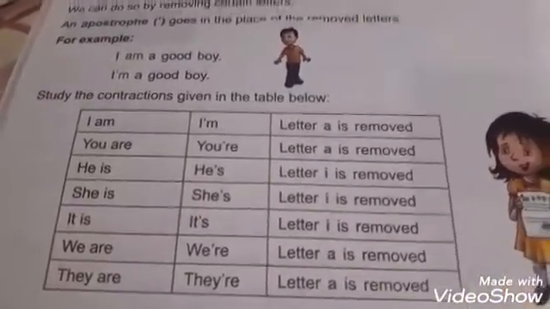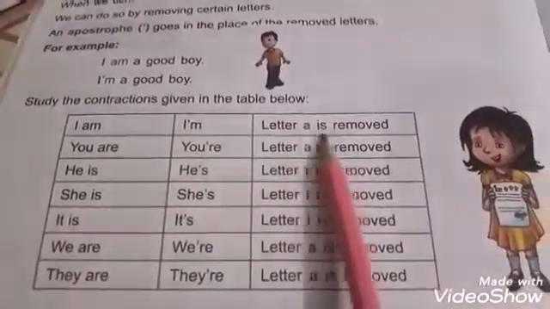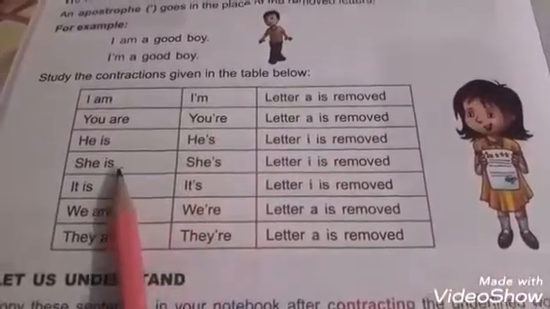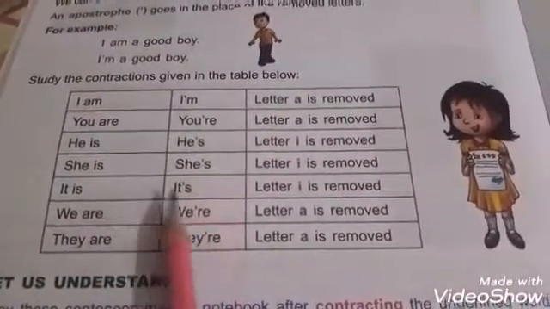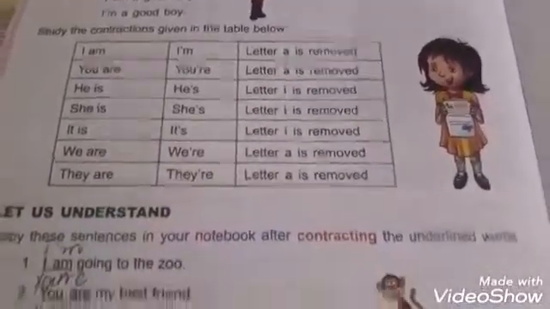For example, I am. We will contract like this: I'm. Letter A is removed. You are, you're. He is, he's. She is, she's. It is, it's. We are, we're. They are, they're.